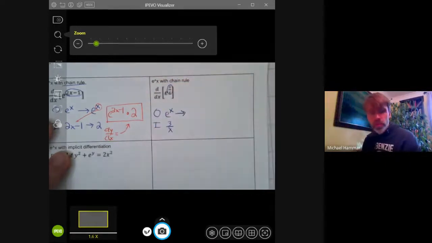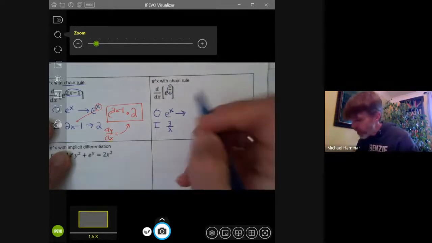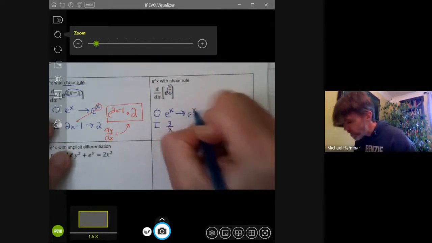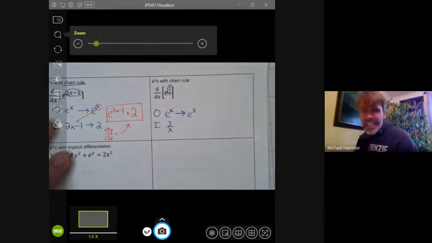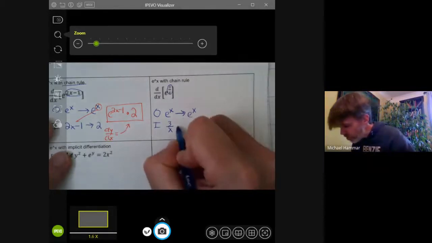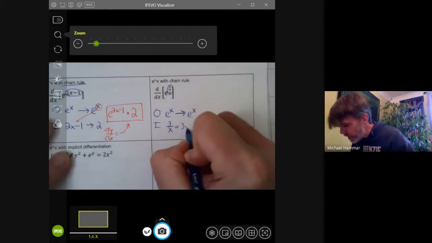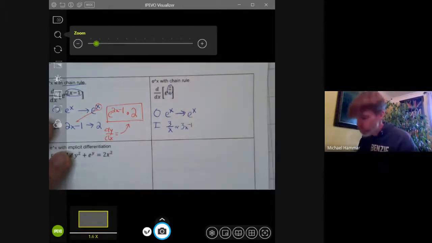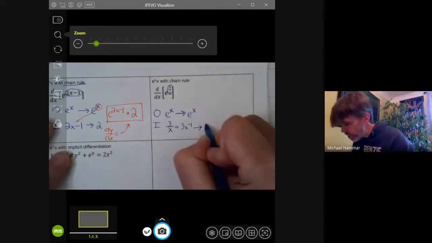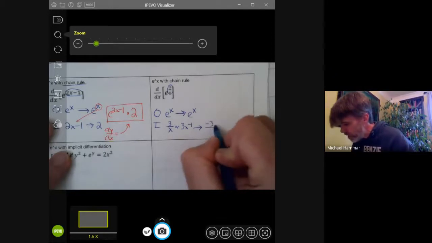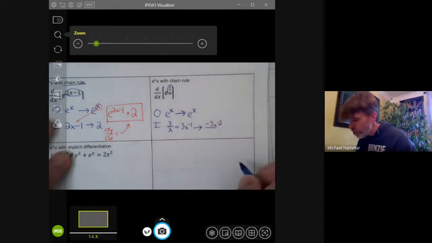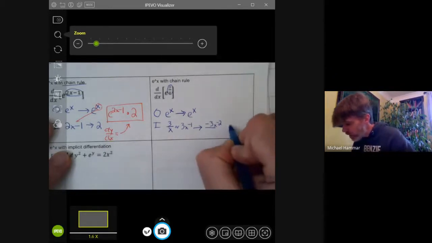So let's review what we do. So we take the derivative of the outside, which is going to be e to the x. And now this one, it's not nice working with 3 over x. So what we're going to do is we're going to change this to 3 x to the minus 1. Okay? And now we're going to take the derivative of that. So that's going to be negative 3 x to the minus 2, or negative 3 over x squared.